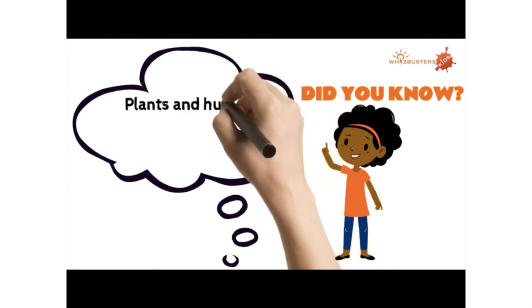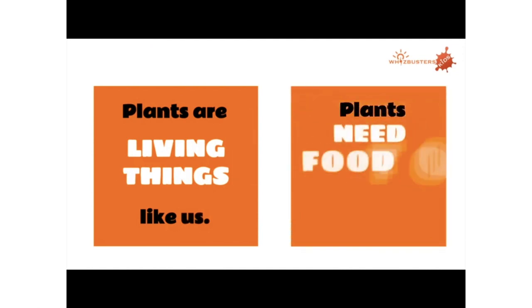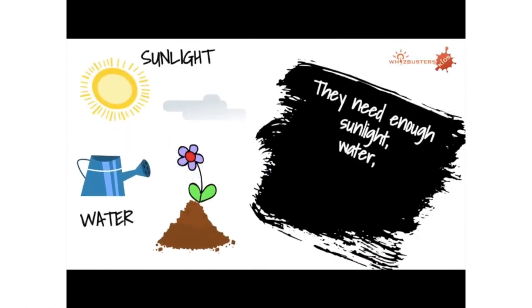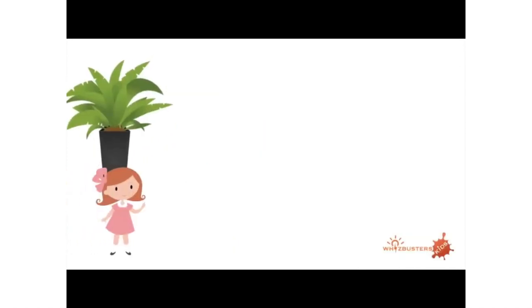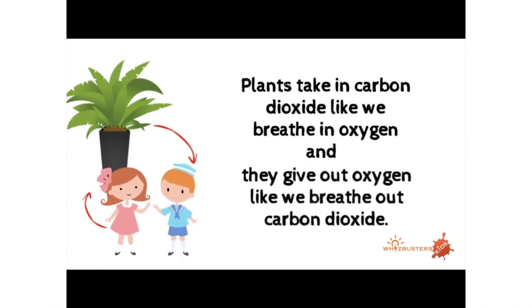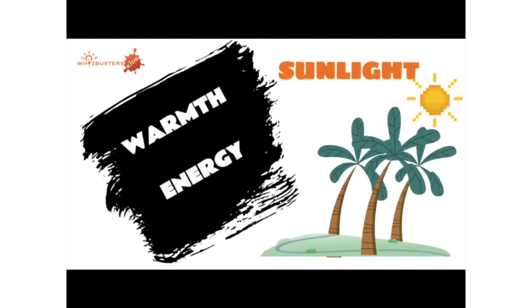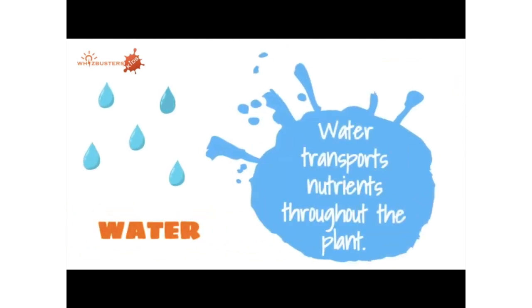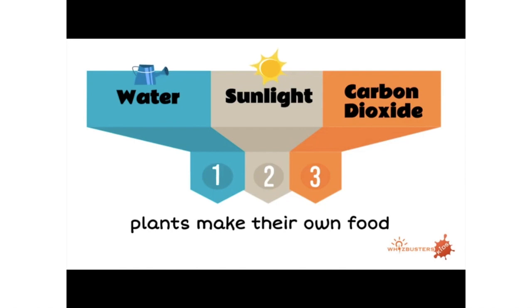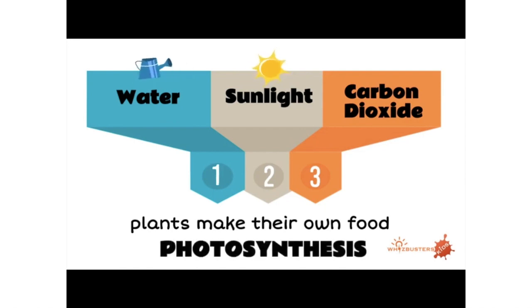Did you know plants and humans have many things in common? Plants are living things just like us, and plants need food to grow just like us. But what are the foods that plants need to grow? They need enough sunlight, water, clean air, rich soil, and space. Plants take in carbon dioxide like we breathe in oxygen, and they give out oxygen like we breathe out carbon dioxide. Enough sunlight provides warmth and energy for the plants. Water transports nutrients throughout the plant. Plants take water, sunlight, and carbon dioxide to make their own food in a process called photosynthesis.